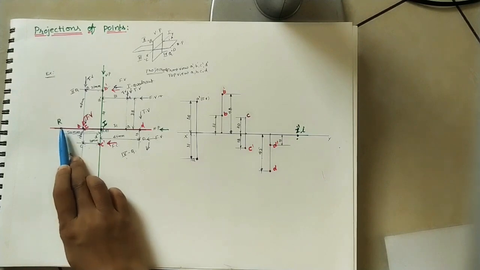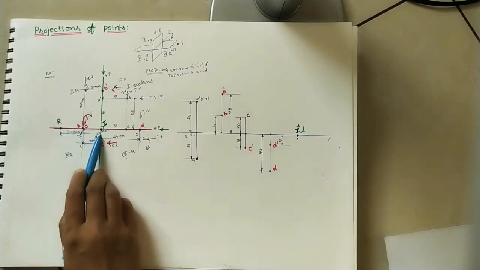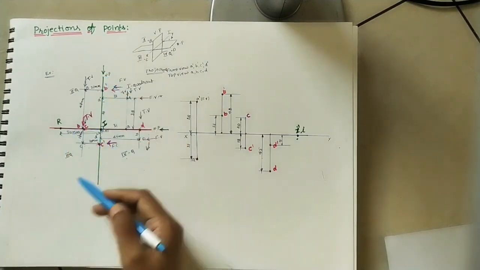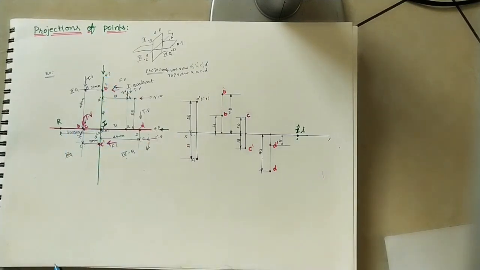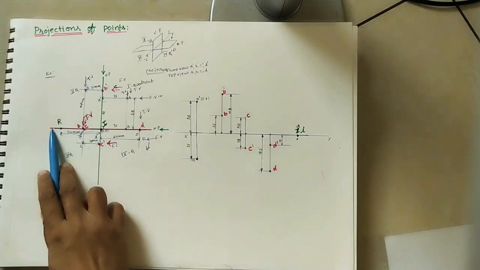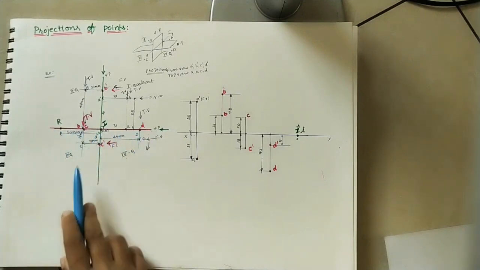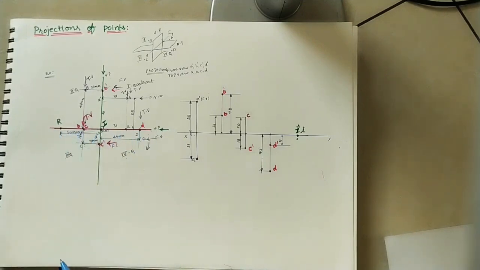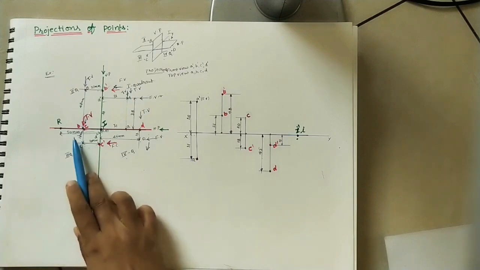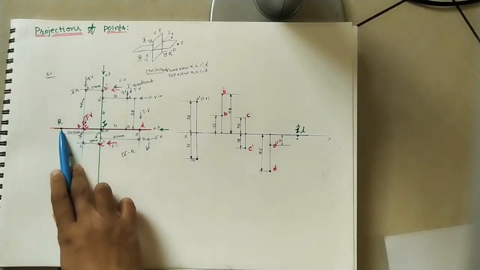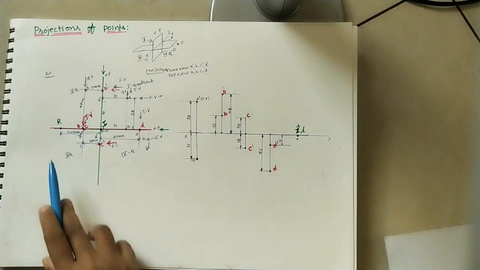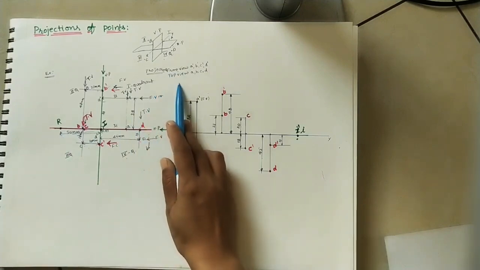We need to draw the projections of R point. So let us take the given data. R point is 50 mm behind VP. Okay. So how to define R point? R point is on the HP, 50 mm behind VP. Okay. So according to the given values, we have to mark R point initially. So for this R point, we need to do the projections. That is front view and top view.